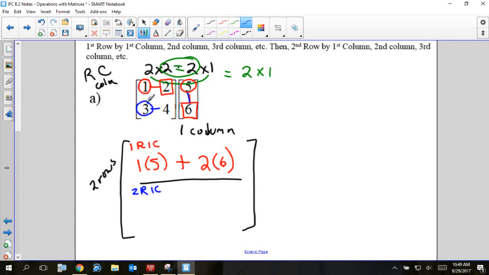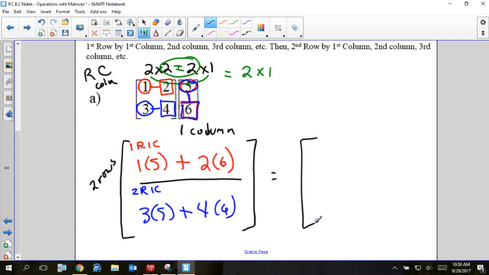I do 3, which is the first number, and 5, which is the first number, multiplying together. Plus 4 and 6 multiply together. Then we multiply and then add, and we get 17 and then 39. We have a 2x1 matrix.